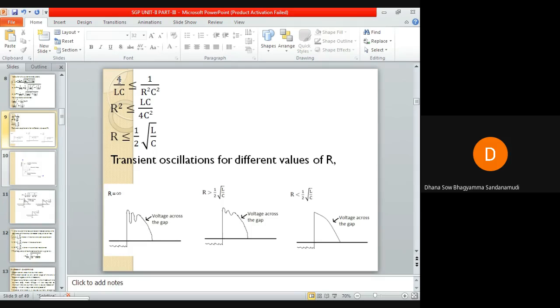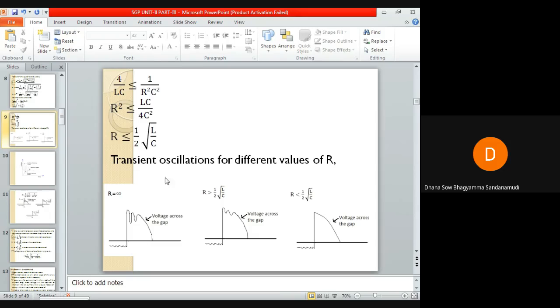C square is there, they will be cancelled. I need not tell you, you are not kids. So you have got some expression for R, the resistance connected across the circuit breaker contacts. R is less than or equal to 1 by 2 root L by C.